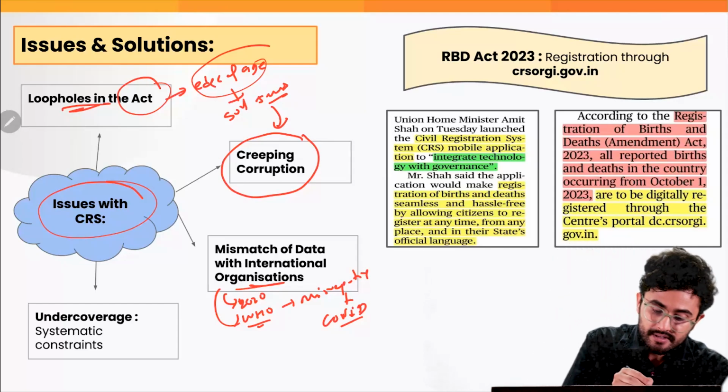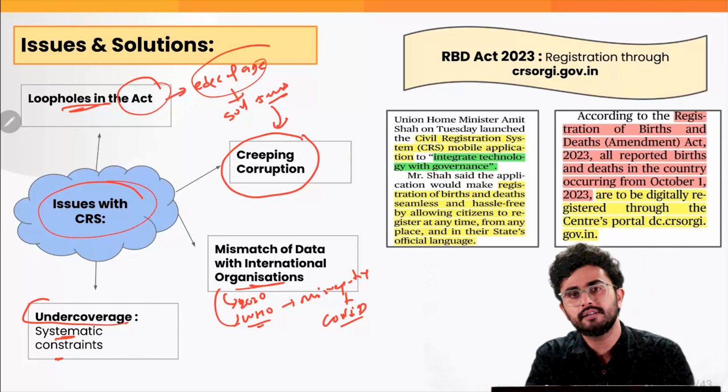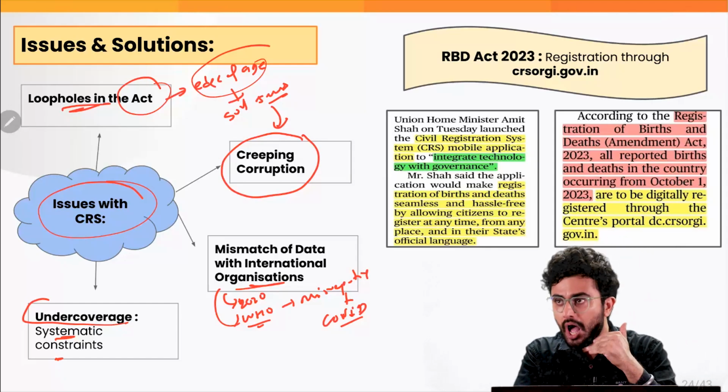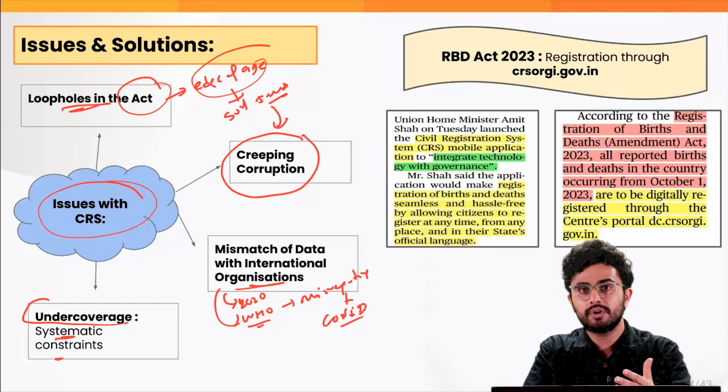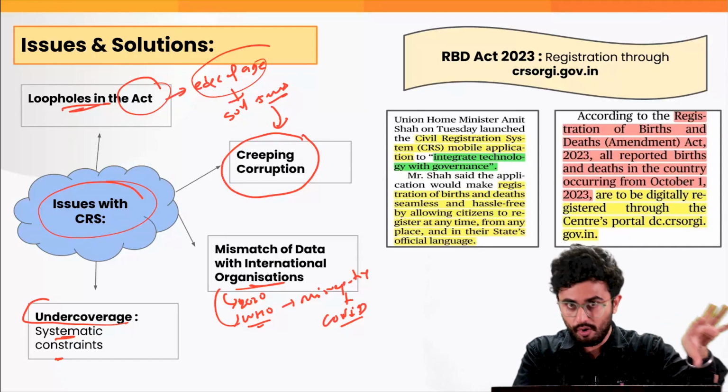Also, there can be various kind of under coverage because of the systematic constraints which used to exist earlier. For example, during the COVID time, how am I supposed to actually come out during that lockdown and go to the nearest registration of birth and death office?